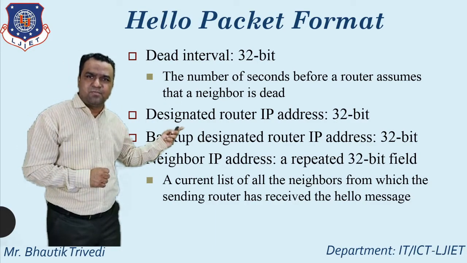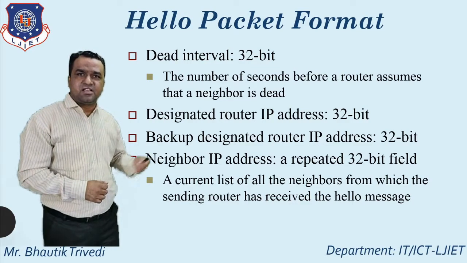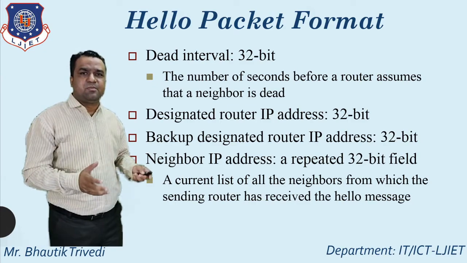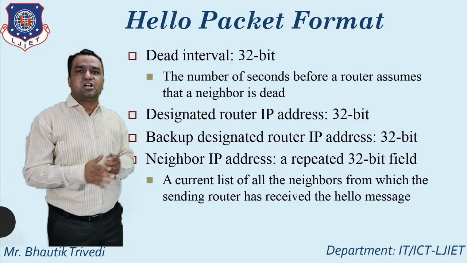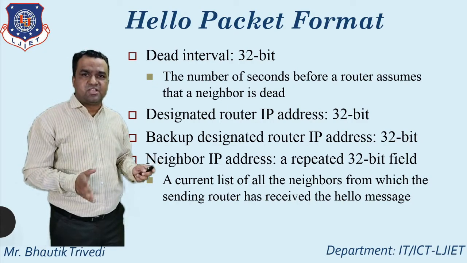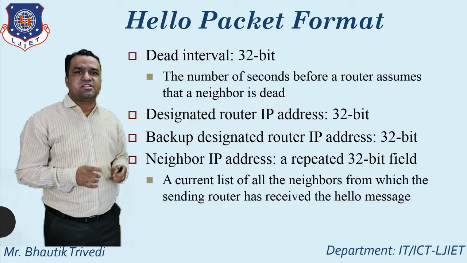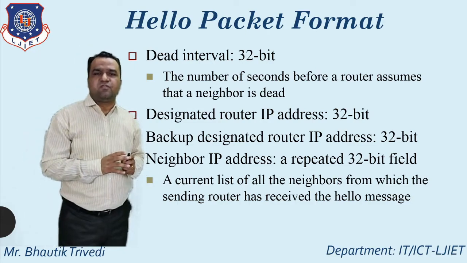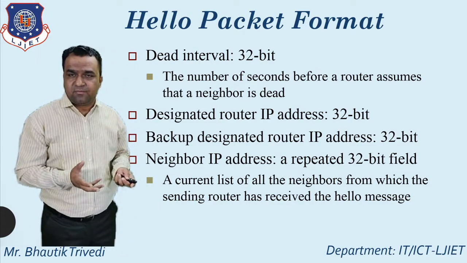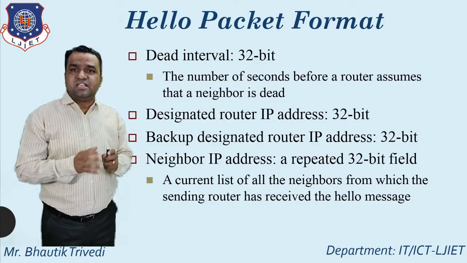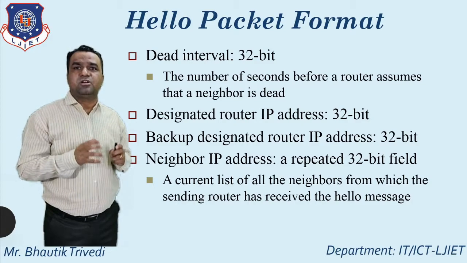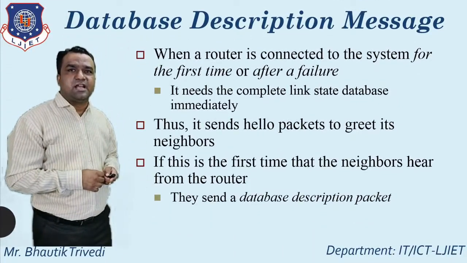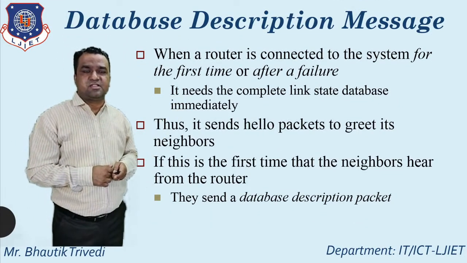After that, this is very simple: designated router IP address, backup designated router IP address, and neighbor IP address. Neighbor IP address means what? The current list of all the neighbors from which the sending router has received the hello message. So this is the structure of the hello packet format, and now you know each and every important field of the hello packet format.